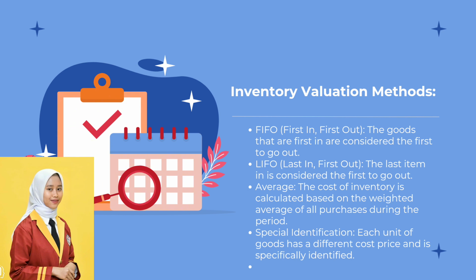Inventory valuation methods. FIFO, first in, first out. The goods that are first in are considered the first to go out. LIFO, last in, first out. The last item in is considered the first to go out. Average: the cost of inventory is calculated based on the weighted average of all purchases during the period. Special identification: each unit of goods has a different cost price and is specifically identified.